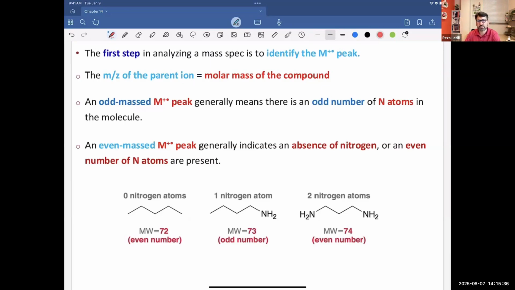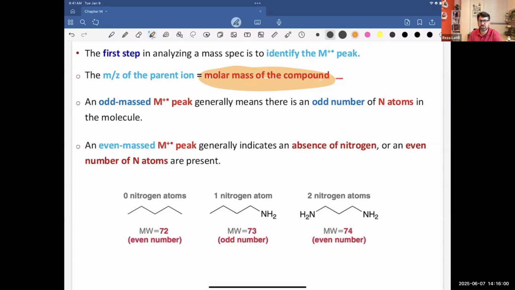molecular ion peak. Next, if you know the molecular ion peak, that means you have the molar mass of the sample. Now, if you have some info about it, let's say you know exactly what you made, you compare those molar masses, and that's going to tell you whether you made the compound or not.